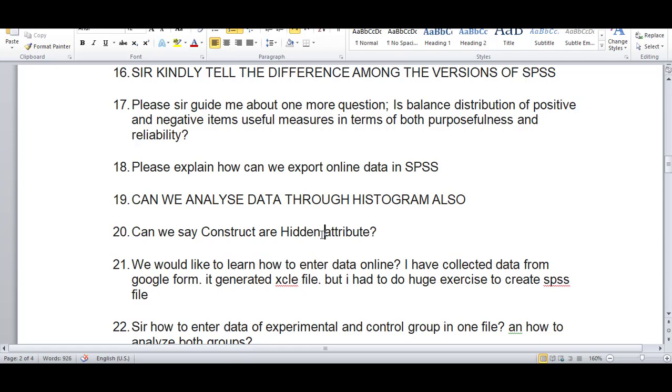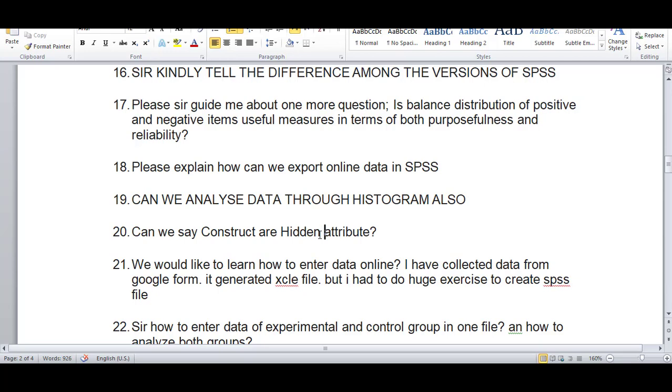I don't know what it means by saying hidden attribute. A construct is not like, for example, if I have a personality, I have an ability. Personality and ability are not hidden. Everyone can see. I have a communication skill, I have an opinion. Communication skill and opinion are not hidden. Everyone can see how I communicate. But this is also a construct.